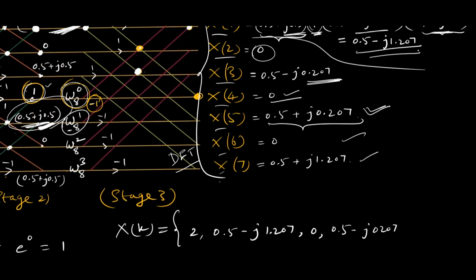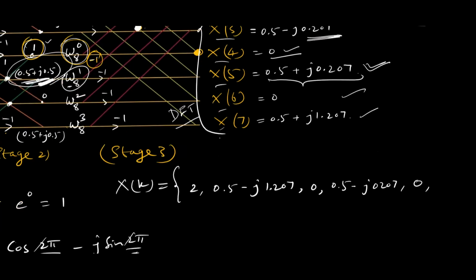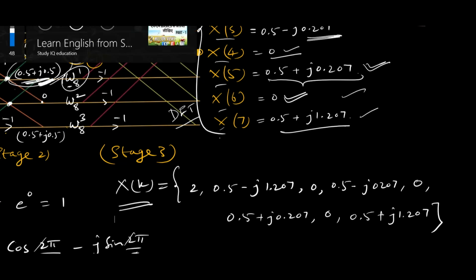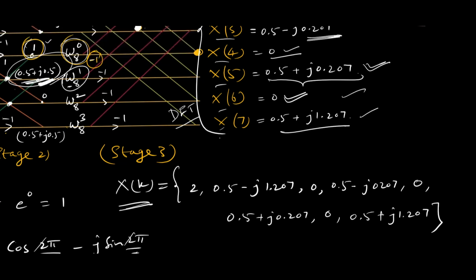Now the fifth one is 0 again. Then the sixth one is 0.5 plus iota 0.207. Then again we have 0, and the final sample is 0.5 plus iota 1.207. This is your DFT calculated using the radix-2 DIT algorithm.